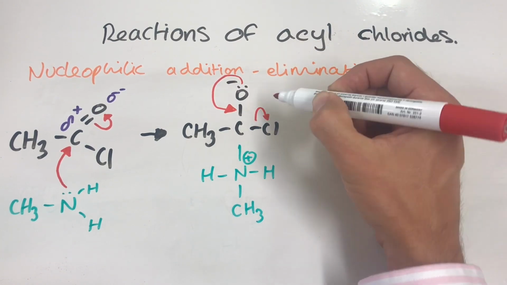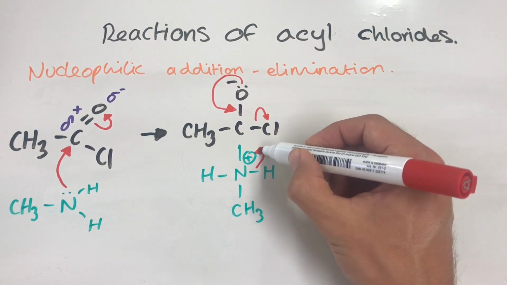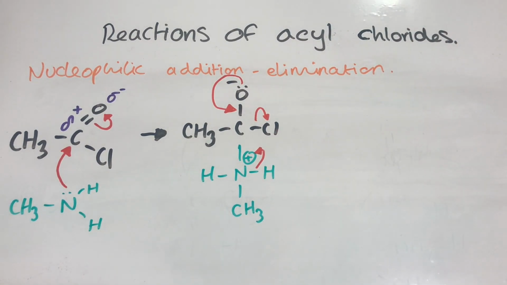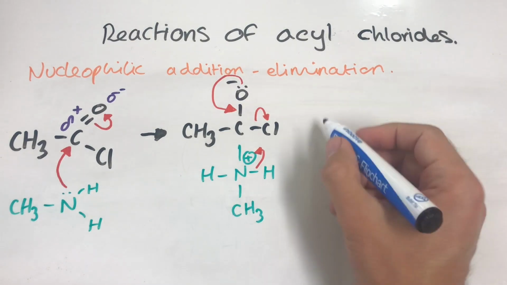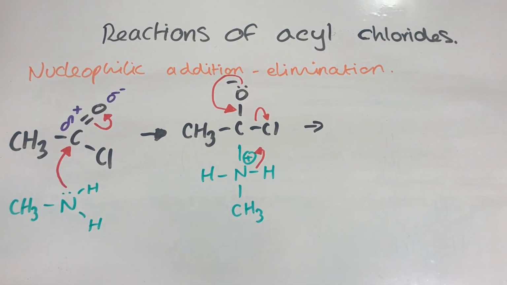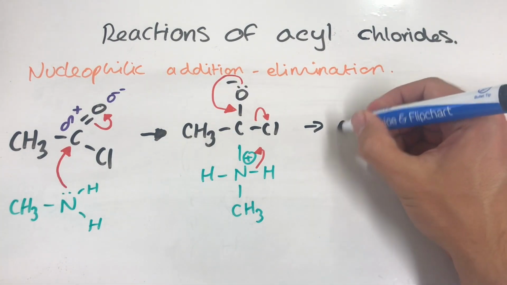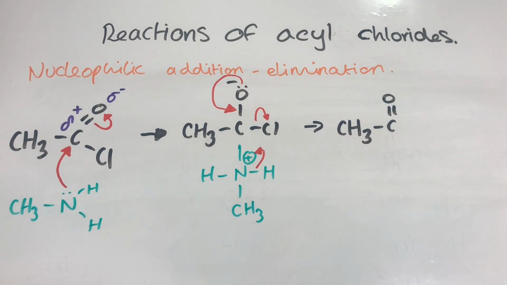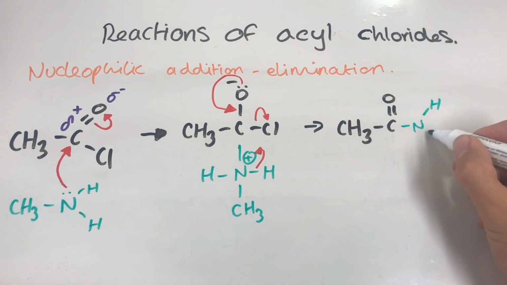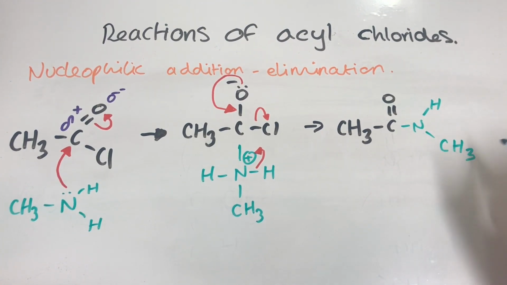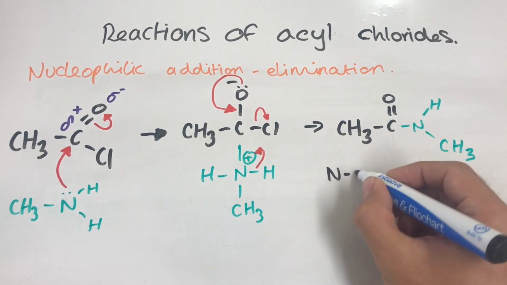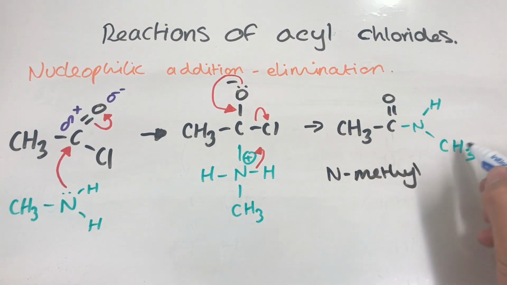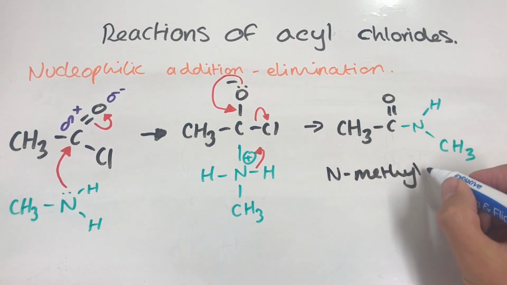The chlorine is eliminated. The hydrogen is also removed to make hydrogen chloride. And then our final product is going to be a secondary amide. So we end up with CH3CO. And then the amide is formed from the nitrogen, one of the hydrogens that's still attached, and the CH3 here. So our product here is N-methyl for the side group, so N-methyl ethanamide.